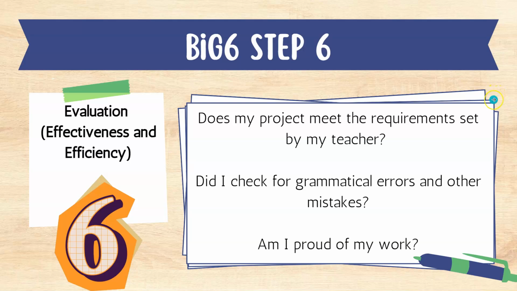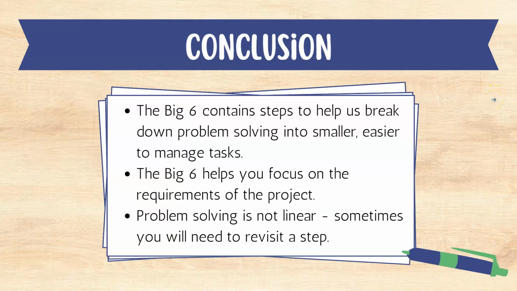So with those 6 steps, we have the Big 6. Once again, the Big 6 contains steps to help us break down problem solving into smaller, easier to manage tasks. The Big 6 helps us to focus on requirements for the project. And one really important part is remember that problem solving is not linear. Sometimes you might need to revisit a step, and that is okay.